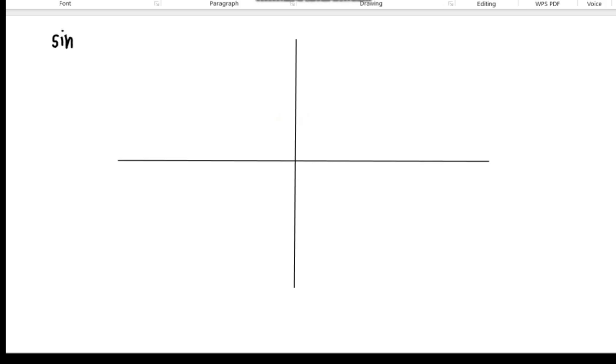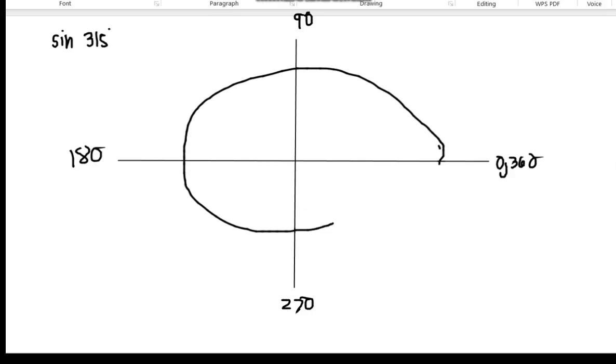Okay, let's go here. Now we have sine 315 degrees. So we have 0, 360, we have 90 here, we've got 180 here and 270. So this one goes past 90, 180 and 270. So we're going to go here. Oops, I think this is too big. I want to make it here.